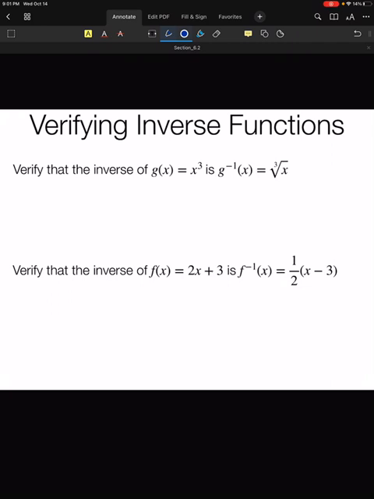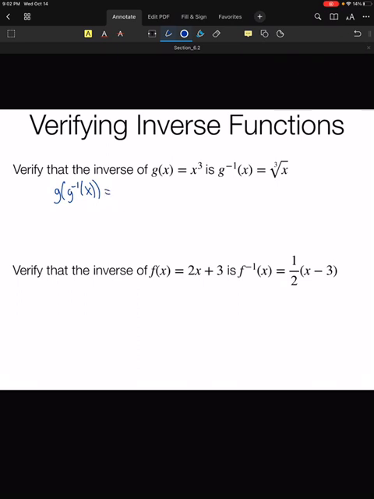So I have a function g, g is x cubed, and the inverse function I'm claiming is the cube root of x. In order to verify that g to the -1 power of x really is the inverse, I just need to evaluate g of g inverse of x. Is it really equal to the value x?